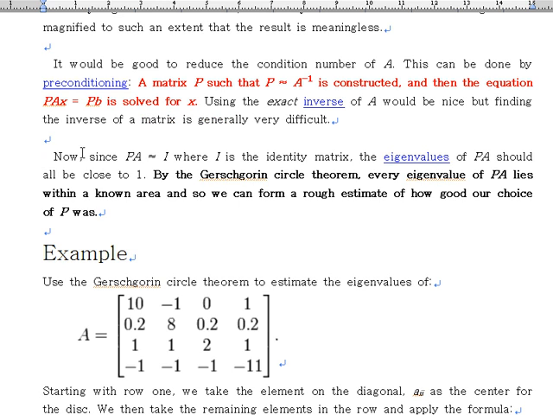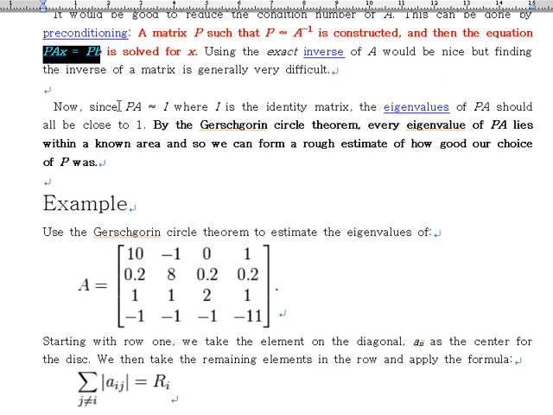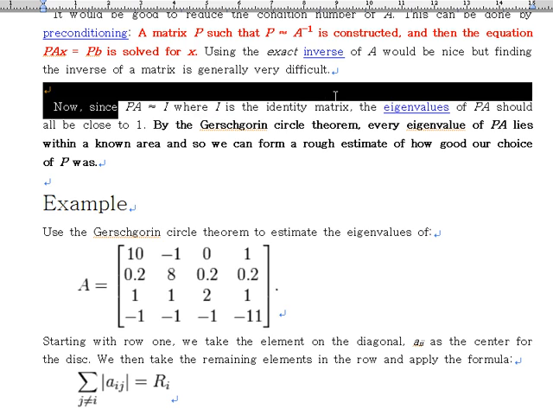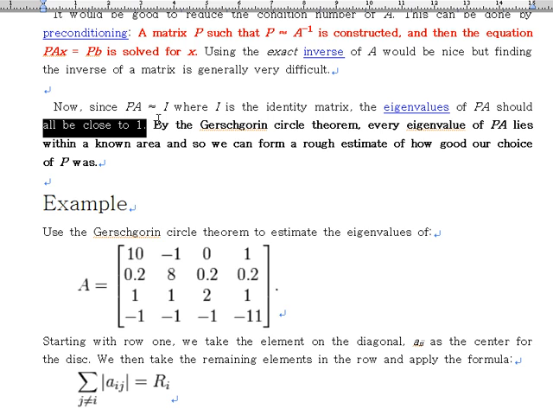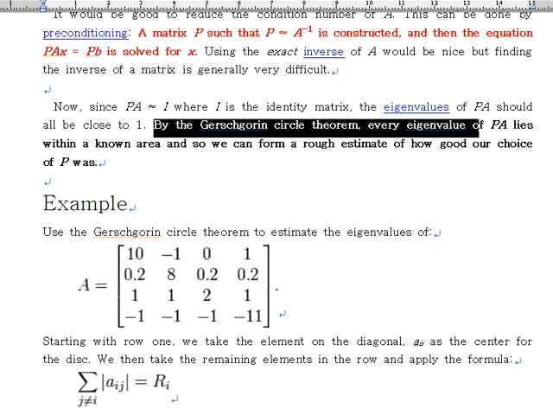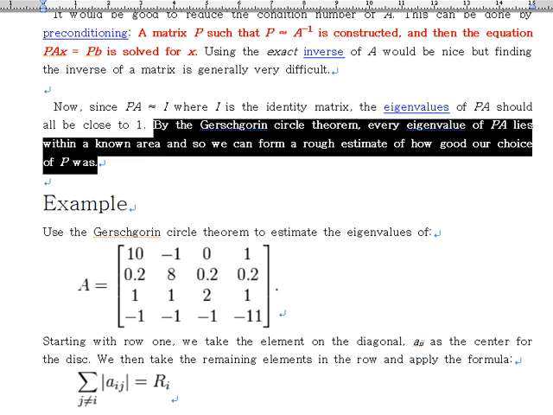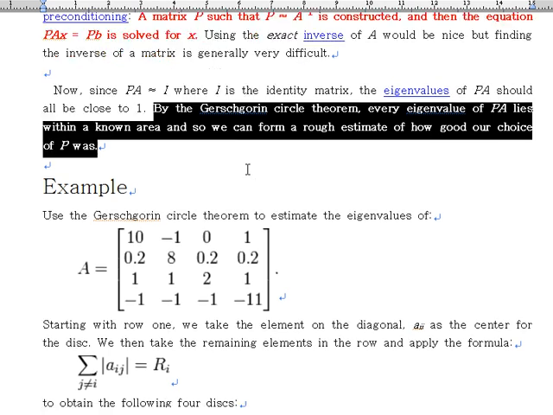So we solve this system of linear equations. Since PA is very close, similar to I, where I is the identity matrix, the eigenvalues of PA should all be very close to 1. So by the Gershgorin circle theorem, every eigenvalue of PA lies within a known area, and so we can form a rough estimation of how good our choice of P was.